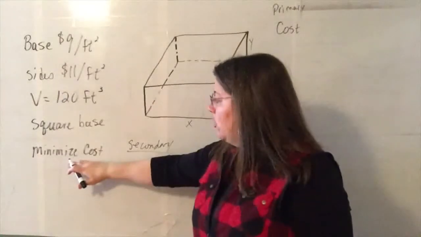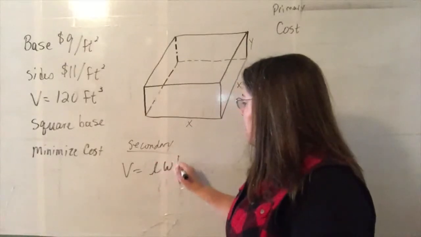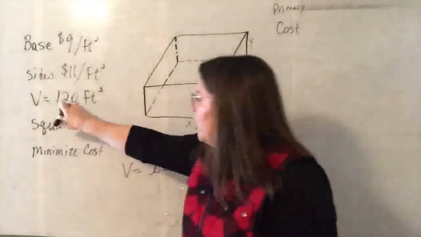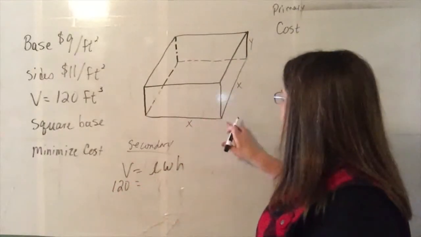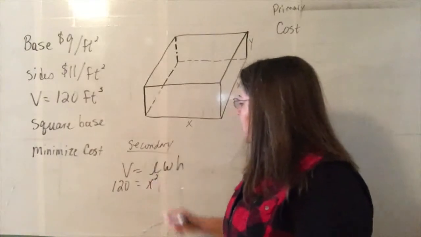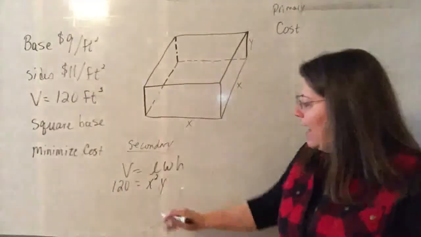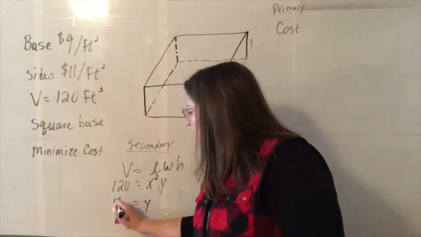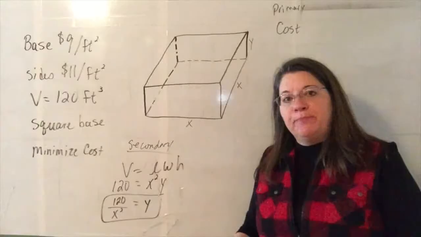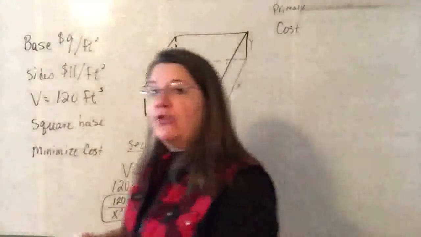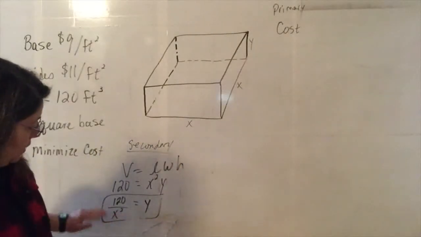So my minimum cost for my secondary equation, I know that volume is length times width times height. So if I plug into that, I know my volume has to be 120 feet cubed. My length is X, my width is X. So I've got X squared times my height, which is Y. Okay? I can get Y by itself very easily. That's 120 over X squared. That's the purpose of having my secondary equation. Now I'm going to use my primary equation, the cost equation, and then plug in Y, whatever Y is, I'm going to plug in 120 over X squared.